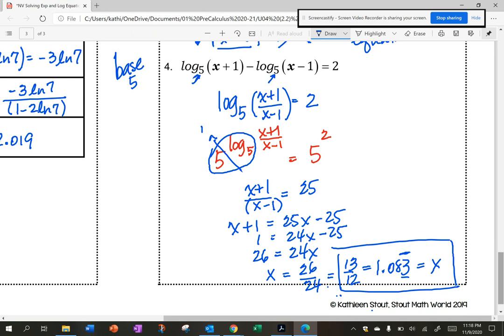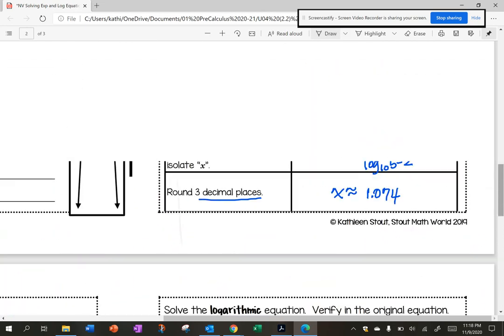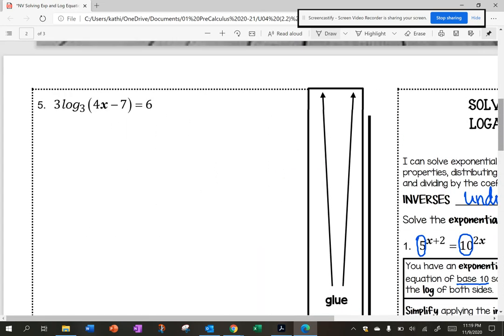Okay, last equation, last example. Okay, I have a logarithmic equation. So I'm going to start by, I want a 1 in front of log. So I'm going to start by dividing by 3. Whatever I do on the left, I need to do on the right. So I get the log base 3 of 4x minus 7 equals 2.